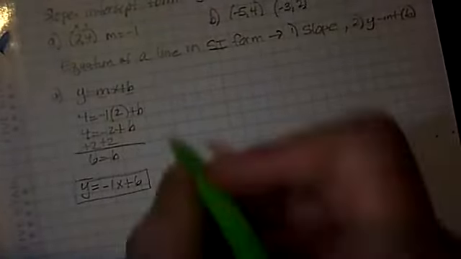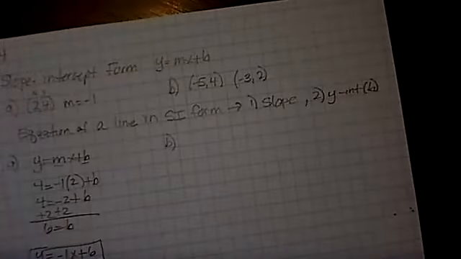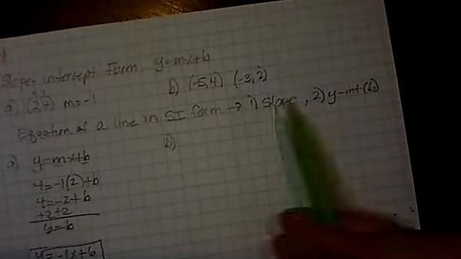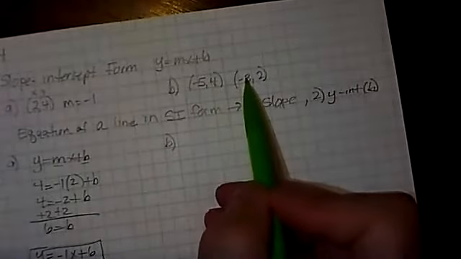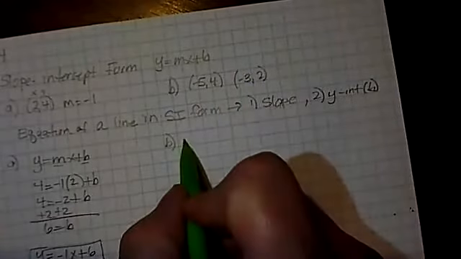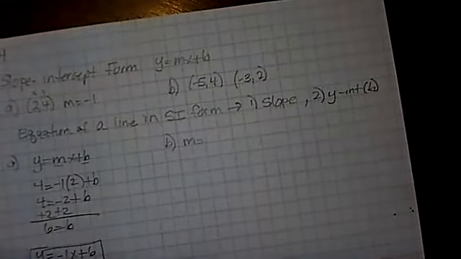All right, so let's try it over here. So with B, I have two ordered pairs. I don't have a slope and I don't have a y-intercept. So let's start with finding the slope. I do have two ordered pairs and I can use the slope formula: change in y over change in x.